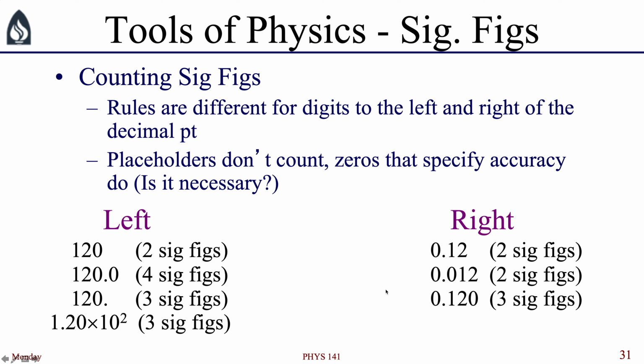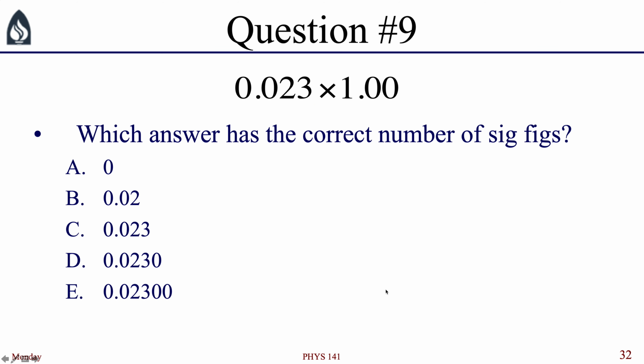So let's do some practicing. Here we have a multiplication of 0.023 times 1.00. Which answer would have the correct number of significant digits? So pause the video at this point and select one of these responses. Okay, so now that you have selected one of the responses, let's take a look at this problem.